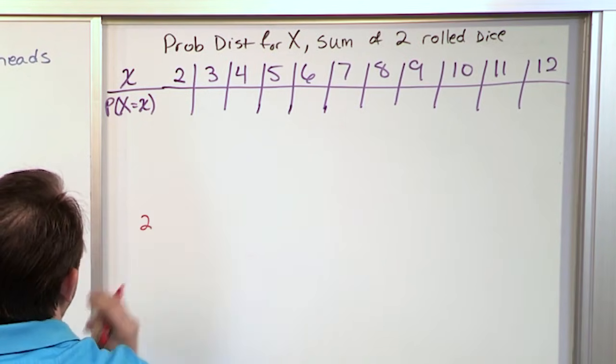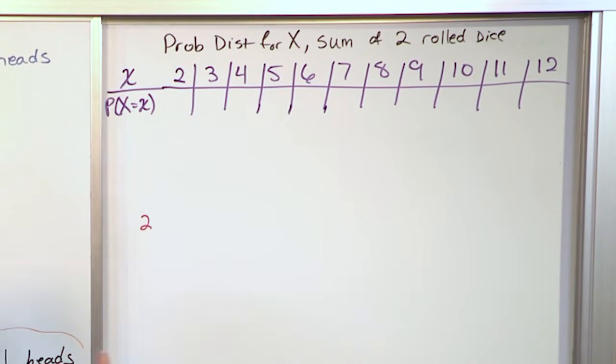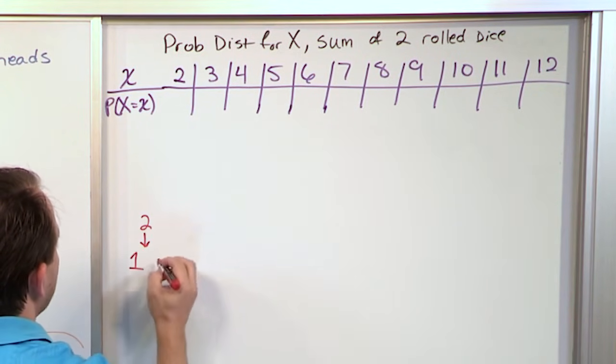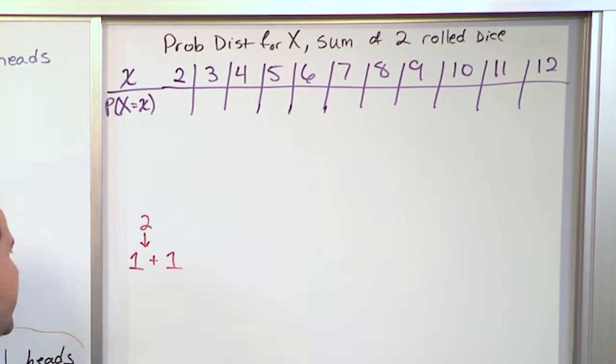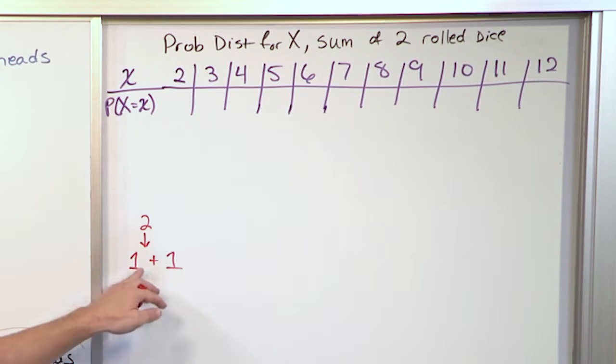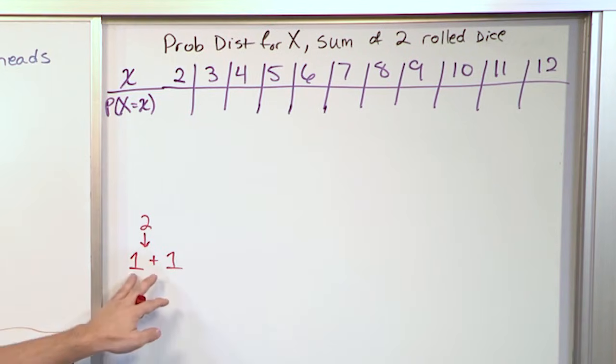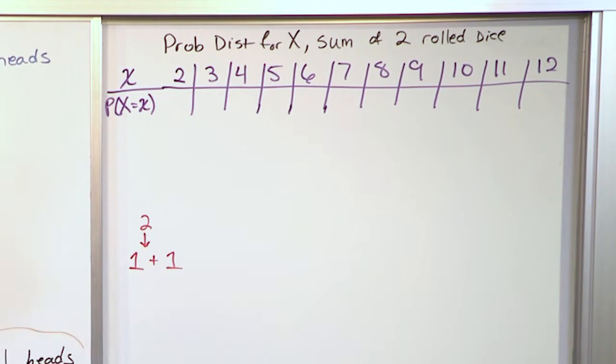How can I get the number 2? The only way in which I can get a number 2 is to get a 1 on one die plus a 1 on another die. I can get a 1 plus 1. If this ended up being 1 plus 2, then it wouldn't add up. So the only way in which you can get 2 is 1 and 1.